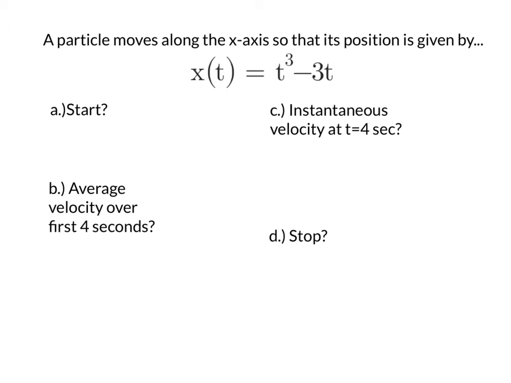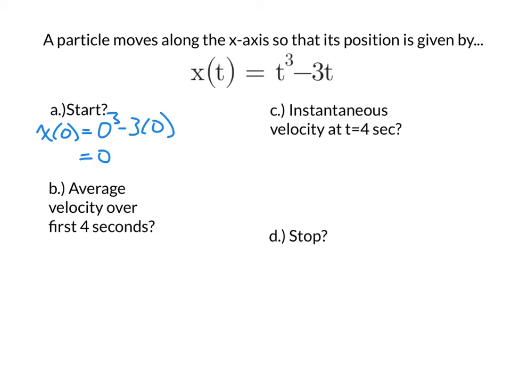So first of all, we have a function for its position along the x-axis after t seconds. The first part says, where does it start? Well, that's going to happen when the time is at 0 seconds. So all we have to do is plug it in. 0 cubed minus 3 times 0 is going to be 0. So it's going to start at the origin.